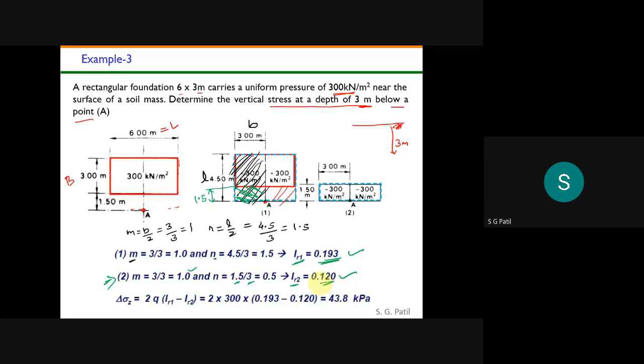Now see, now I calculated for this one. If I multiply by 2 times, then this side area also it will cover. And similarly, if I multiply for this smaller rectangle also, it will apply to this rectangle also. That's why it becomes 2 times: 2 into Iq into IR1 minus IR2. It will become 43.8 kilopascal. Okay. Understood?